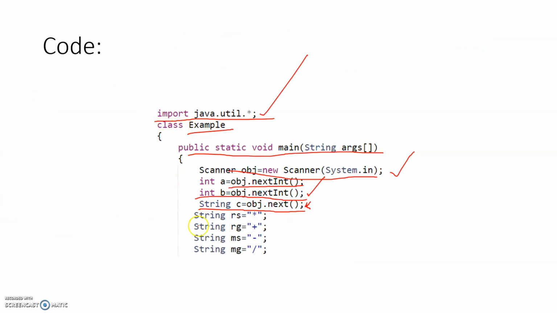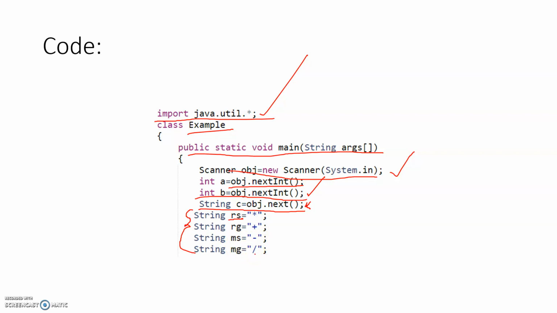Anyway, so for comparison here I have stored the multiplication, addition, subtraction and division operators in rs, rg, ms and mg variables. I have given random variable names. If you want, you can give specific variable names with some meaning, like string add equal to plus, string mul equal to star, string sub equal to minus, string div equal to division operator, like that.